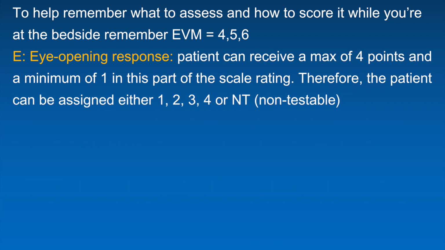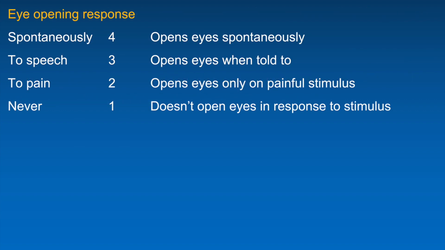To help remember what to assess and how to score it while you are at the bedside, remember EVM 456. Eye opening response: the patient can receive a maximum of 4 points and a minimum of 1 in this part of the scale rating. Therefore, the patient can be assigned either 1, 2, 3, 4 or NT, not testable.